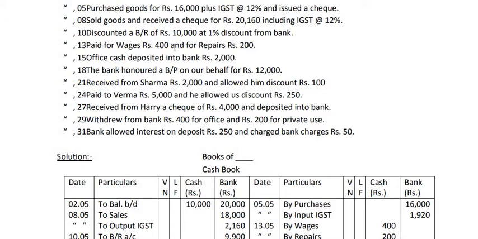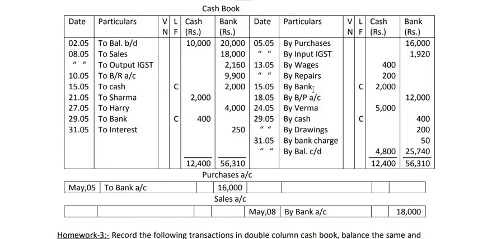Then paid for wages 400 and for repairs 200. These are cash payments. So we are making payment for wages and making payment for repairs. So we can write by wages 400, by repairs 200 in the cash column. See, by wages 400 and by repairs 200. Both are in the cash column because cash is paid for them.